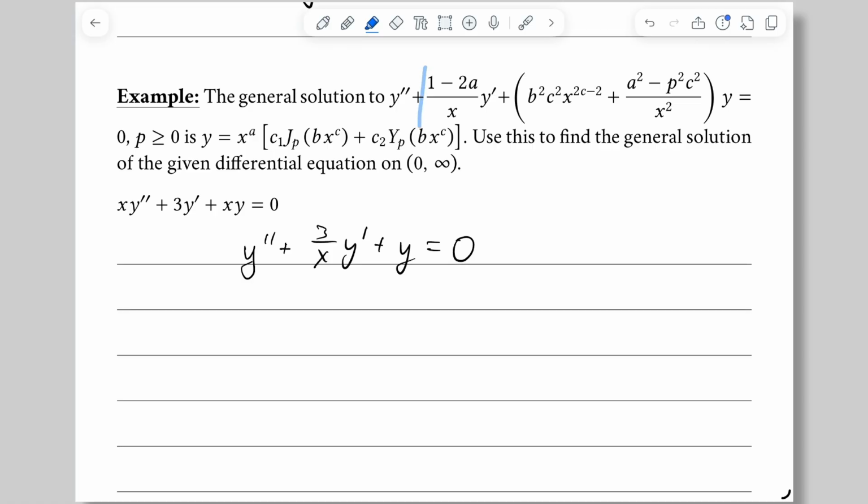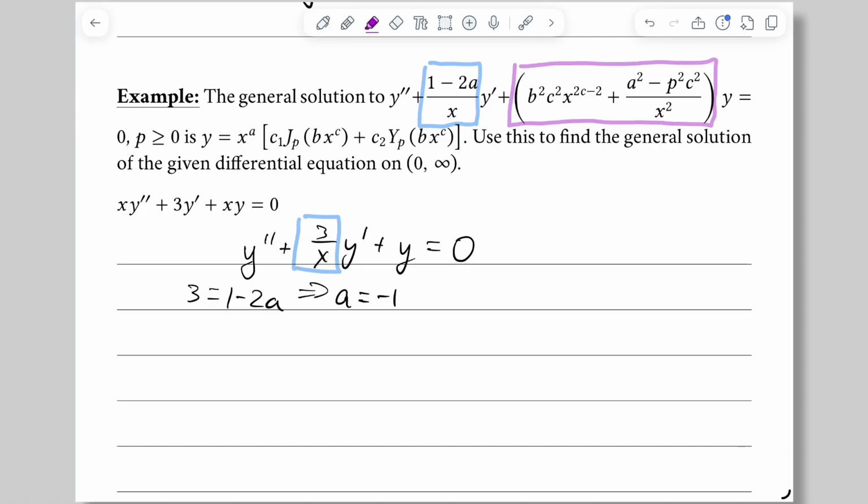The matching game says that whatever is in front of y prime is (1 minus 2a) over x. So we immediately know that 3 is equal to 1 minus 2a, and that's going to give us that a is negative 1. Further, whatever the coefficient of y is, it's that big old parenthetic quantity. So 1 is equal to b squared c squared x to the 2c minus 2 plus. Now we already know that a is negative 1, so instead of a squared, I'm going to write down 1, minus p squared c squared over x squared.